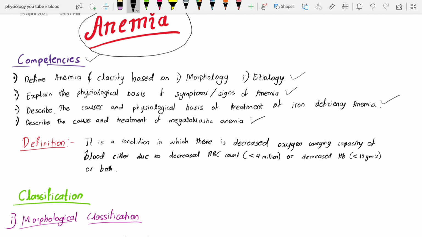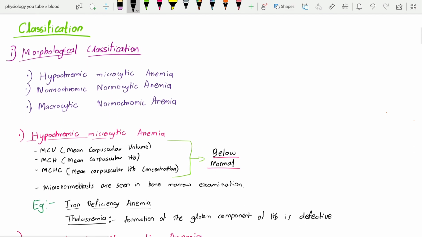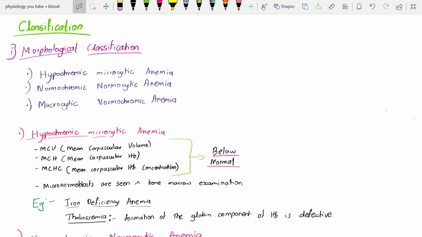Definition: it is a condition in which there is decreased oxygen carrying capacity of blood, either due to decreased RBC count, less than 4 million, or decreased hemoglobin, less than 12 gram percent, or both. Classification: there are two types of classification, morphological as well as etiological. Morphological classification has three types: hypochromic microcytic anemia, normocytic anemia, and macrocytic normochromic anemia.